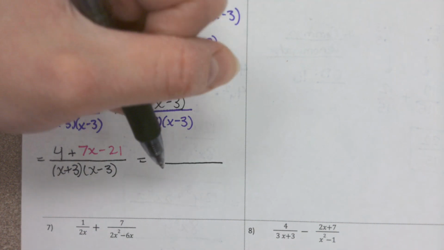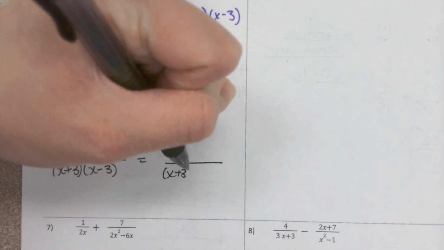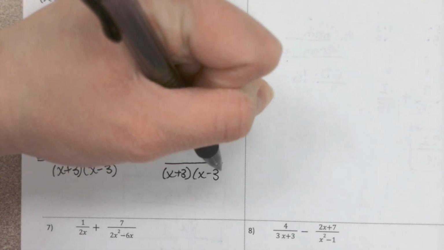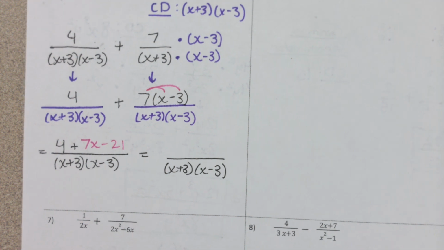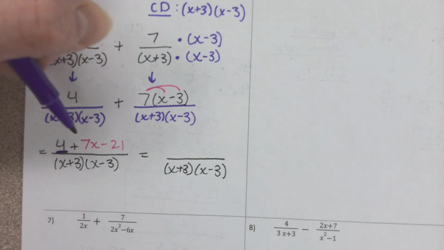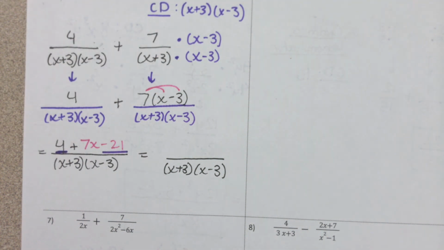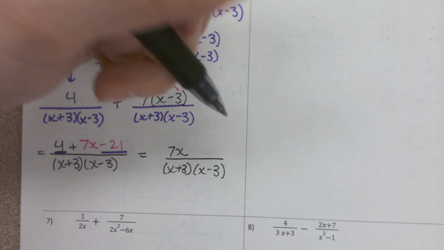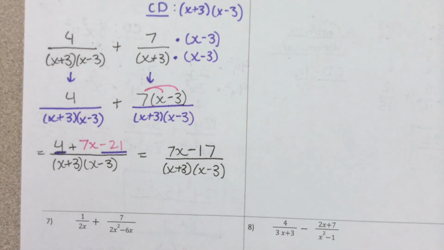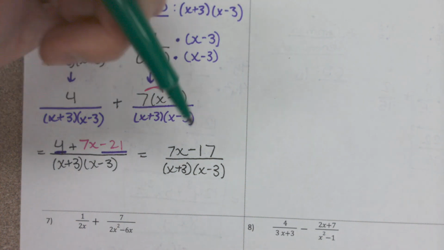Go ahead and bring over the common denominator. X plus 3, x minus 3. I have a pair of like terms. I hope you see them. We have the 4 and the negative 21. I'll write the 7x first. 4 minus 21 is negative 17. 7x minus 17 on the top. This is our answer.